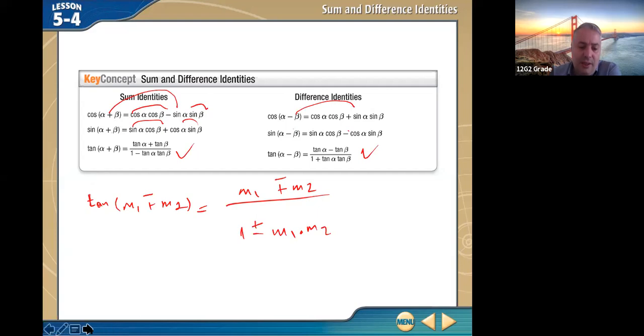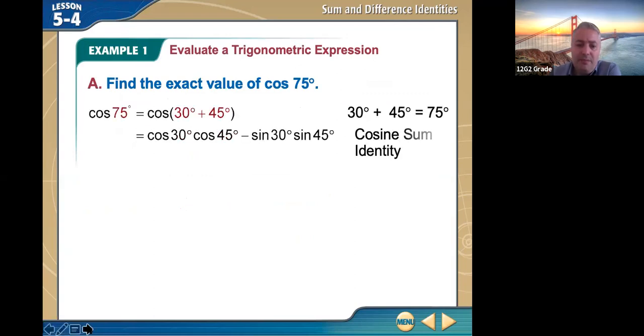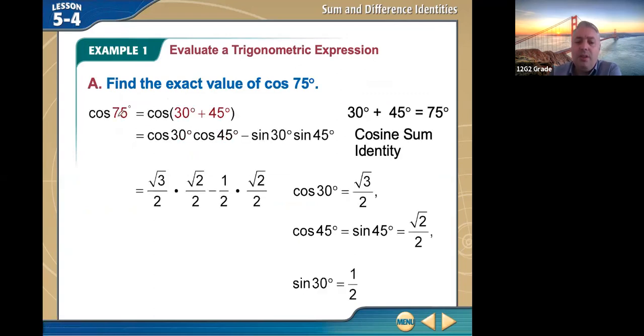Okay, let's move on. So we talked about this question. I can pass it, but you can see the solution. For 75, we are expressing 30 plus 45. So we are trying the way in which we know their trigonometric ratios.